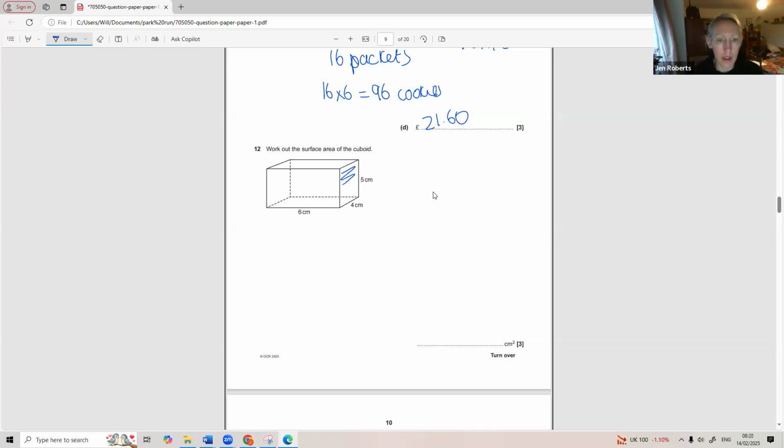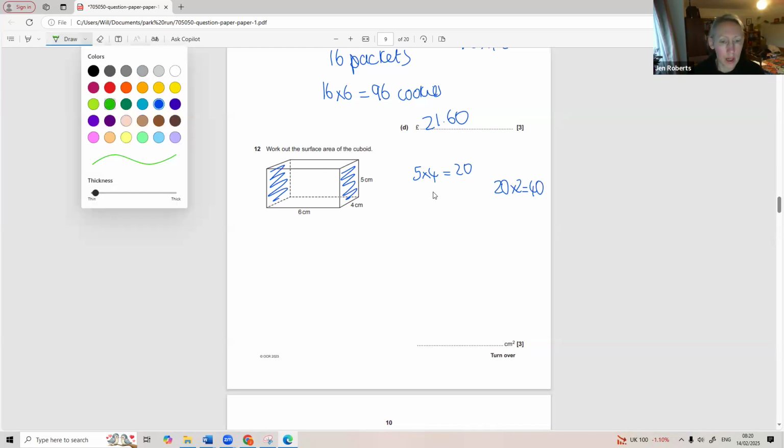So I'm going to look at this first. Here we've got a rectangle. Area of a rectangle is base times height. 5 times 4 is 20. That face there has the exact same area as this face here. So I'm just going to times it by 2 to get 40 centimetres squared.